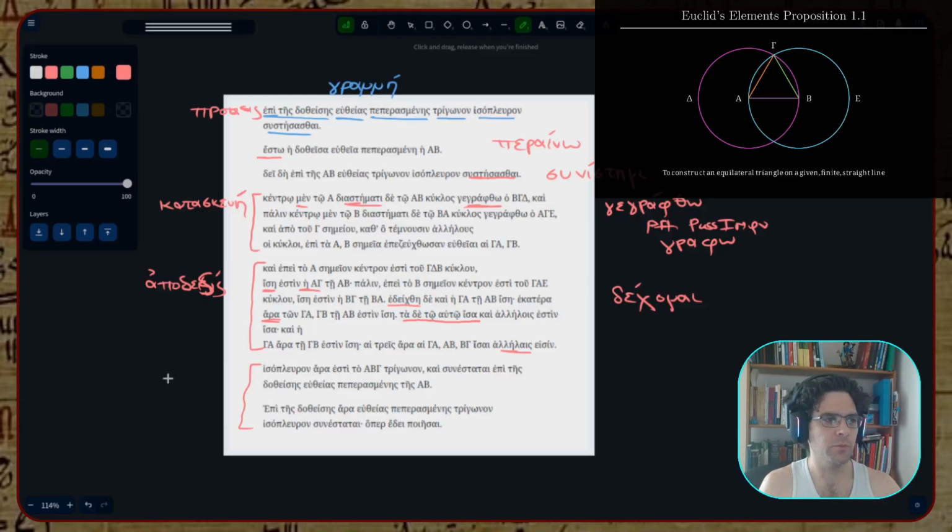And thus we simply conclude with the sumperasma. Therefore, the triangle alpha beta gamma is isopleuron. It's equilateral, and it has been constructed upon the given straight finite line alpha beta. Therefore, ara, upon the given straight finite line, it has been constructed an equilateral triangle.